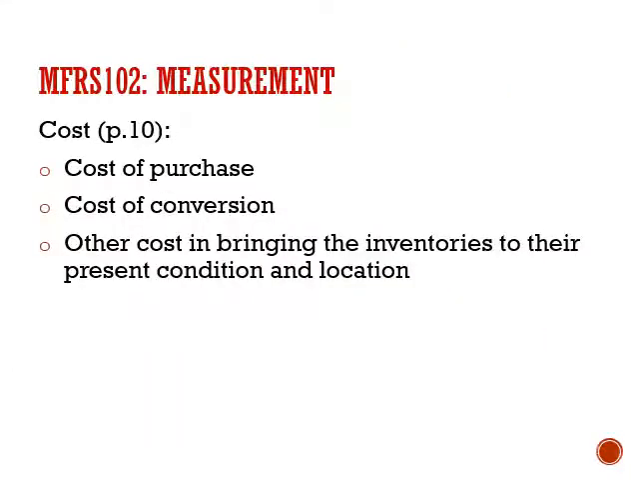Let's first look at the measurement under MFRS 102. Paragraph 10 of the standard guides us on the costs that are taken as the cost of inventories. It includes cost of purchase, cost of conversion, and other costs in bringing the asset to their present condition and location.